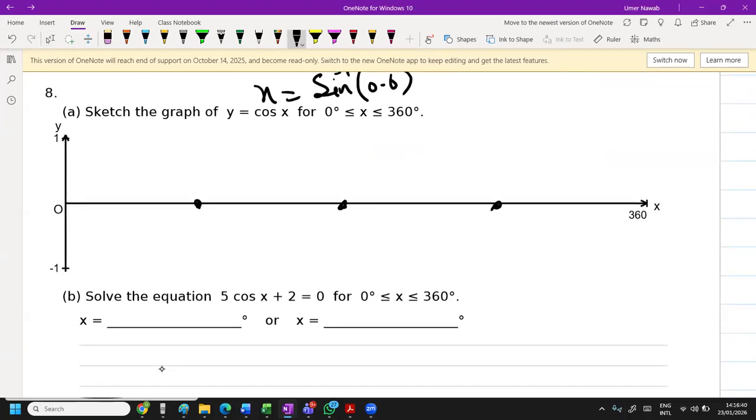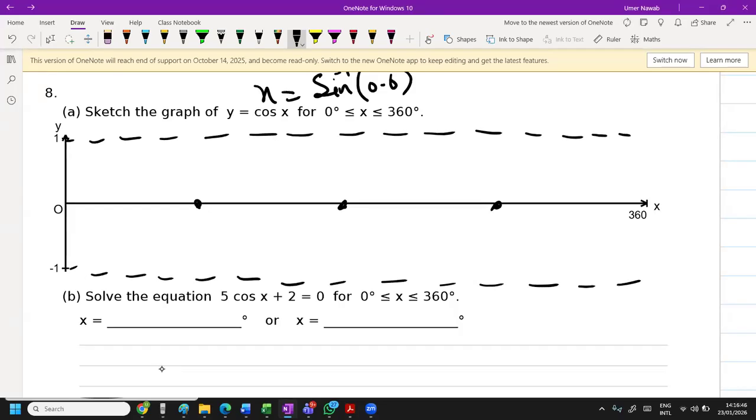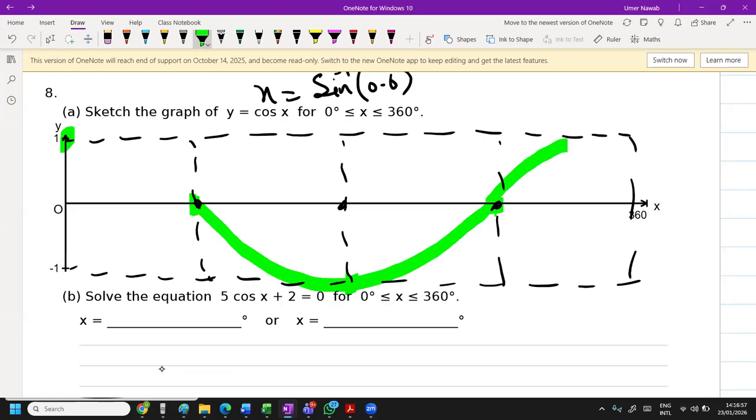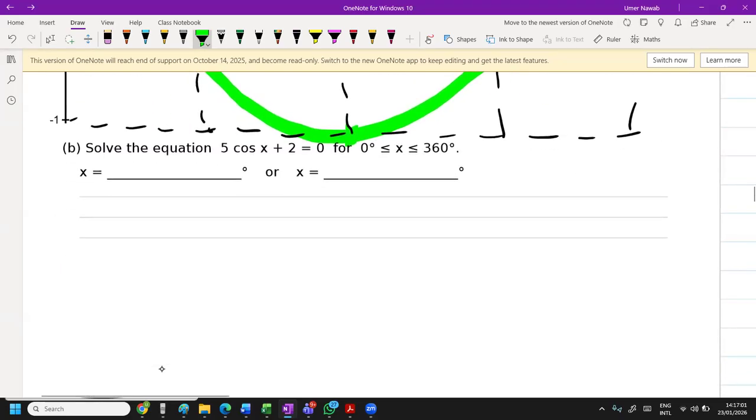Next, the cosine graph. Okay, divide your 360 into 4 equal parts. This is y is equal to 1, y is equal to -1, complete the grid. Okay, cosine graph starts from here, this, and this. You always complete this one, and then this, and this. This is a cosine graph.